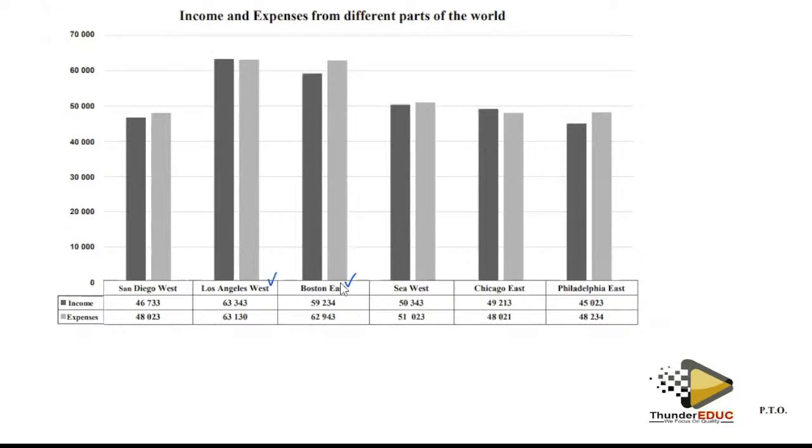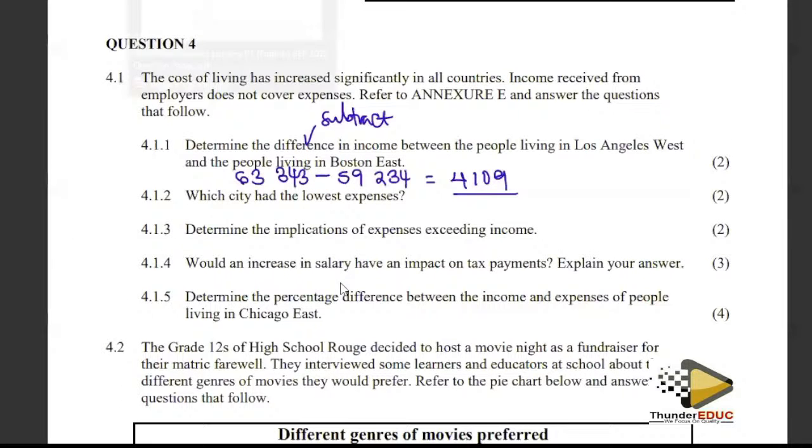So it's Chicago East. Look at this. This is 48,021. This is 48,023. 48,234. So it's supposed to be Chicago East. We have Chicago East. Four point 1.3.